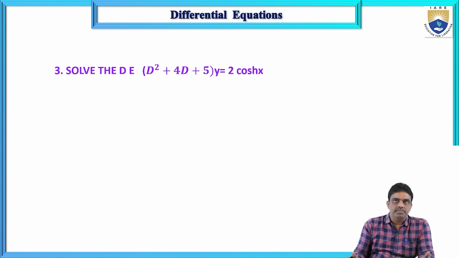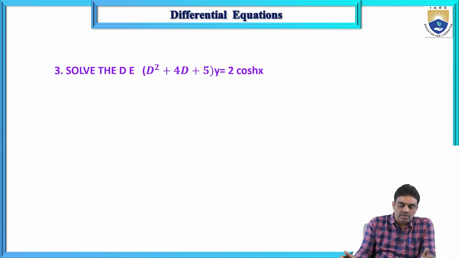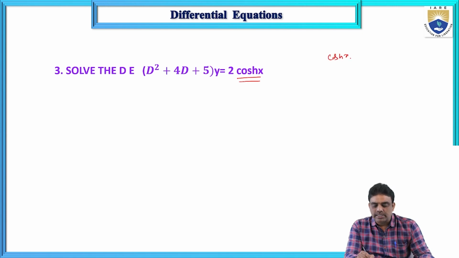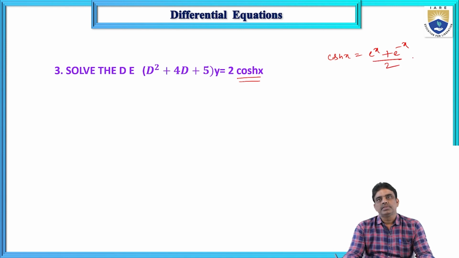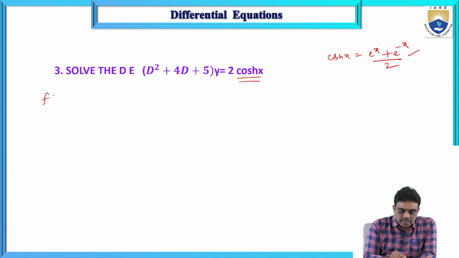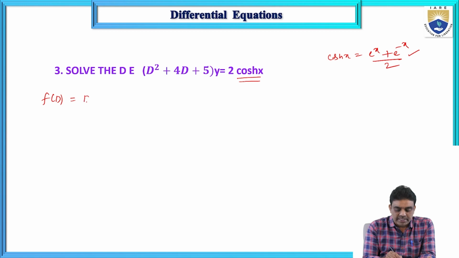So the last problem in this module, I would like to solve this also, because it is cos hx. So cos hx, what can I write? Cos hx is equal to (e power x plus e power minus x) by 2. Cos hx also can be represented in exponentials as (e power x plus e power minus x) by 2. That means you can follow the shorter method of finding the particular integral, that is the e power ax model. So as usual, I will solve this equation by considering f of D as D square plus 4D plus 5.